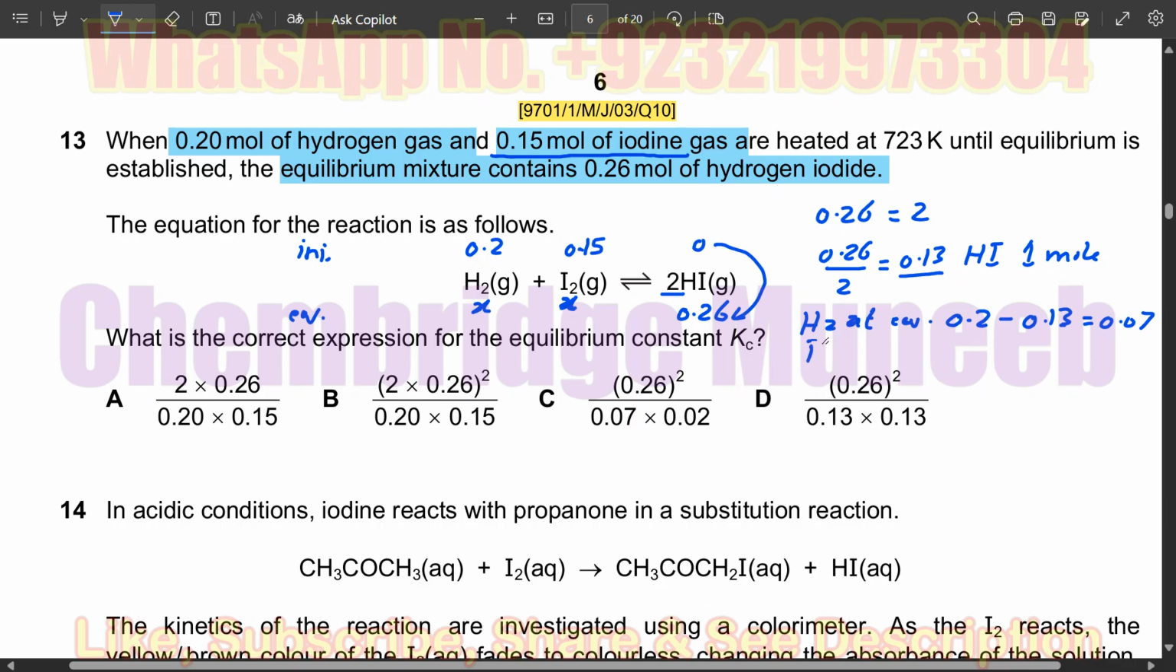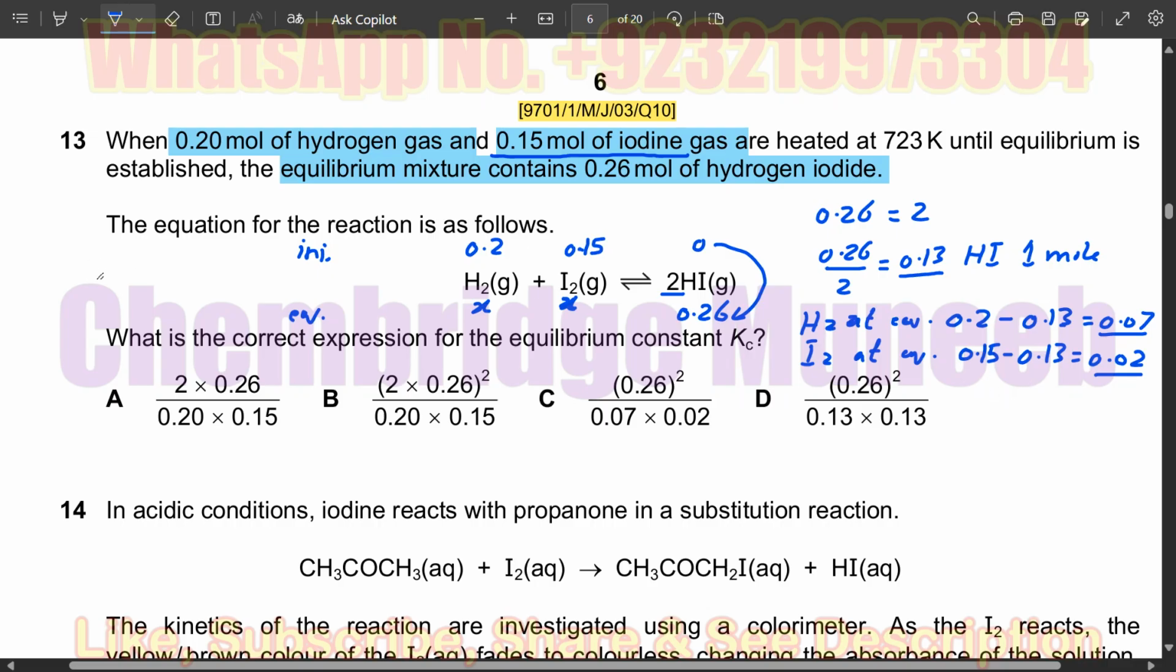And for the iodine at equilibrium, its initial value is 0.15 minus 0.13, it gives me 0.02. Now these are the equilibrium amounts of the hydrogen and iodine.